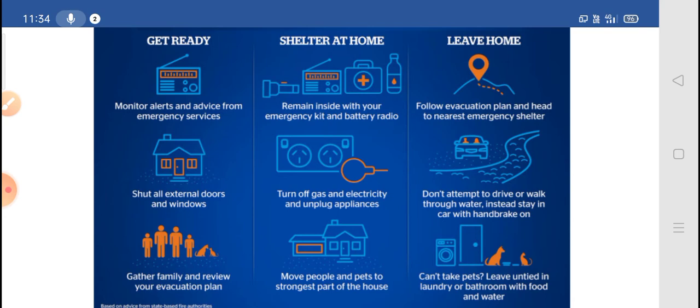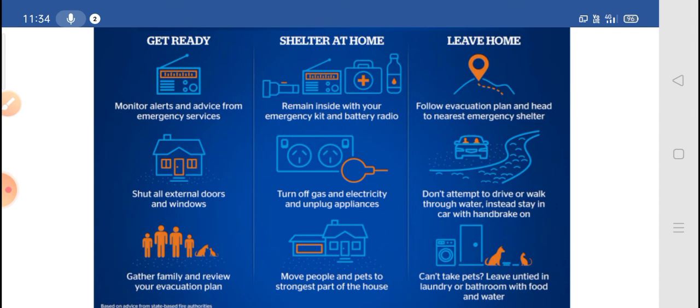Then turn off gas and electricity and unplug appliances. You should unplug all the electrical appliances, right, which you are using in your home. You have to move people and pets to the strongest part of the house. If you have to leave home, follow the evacuation plan and head to the nearest emergency shelter.